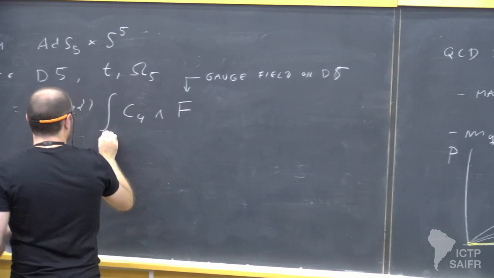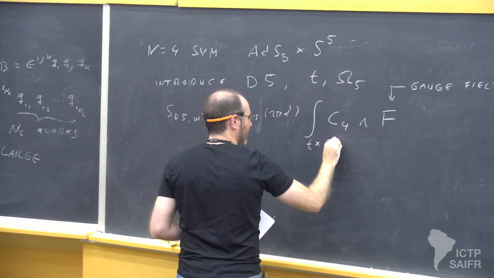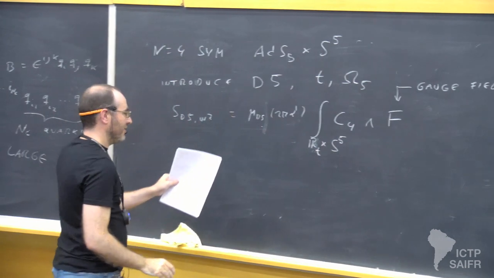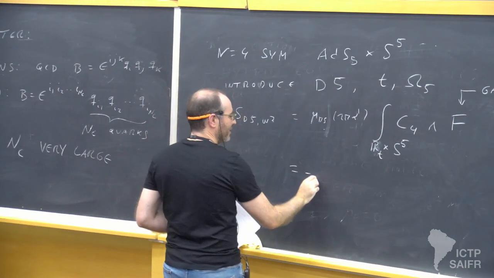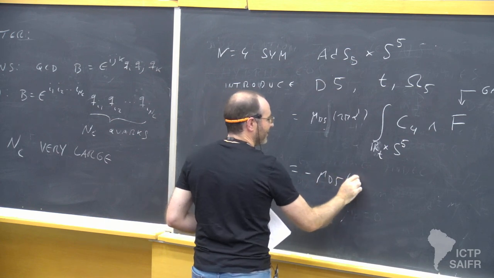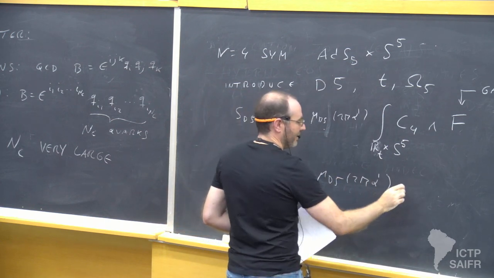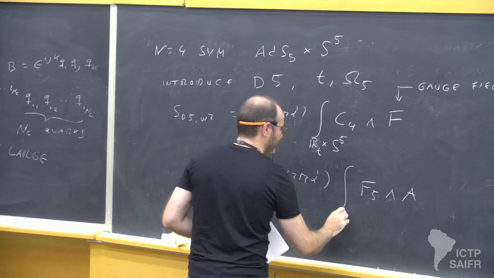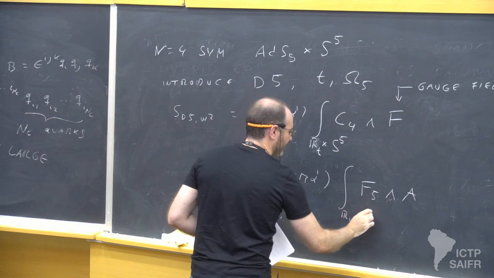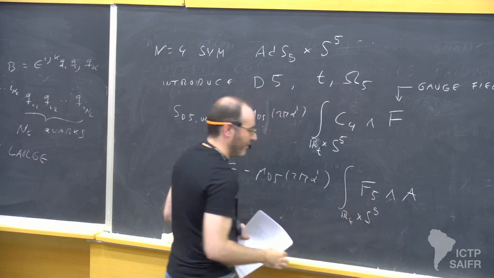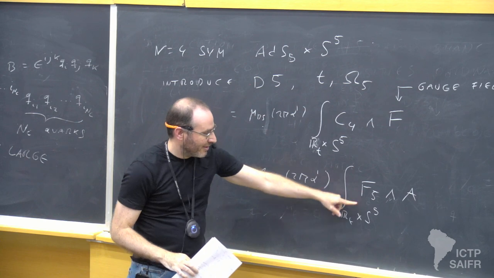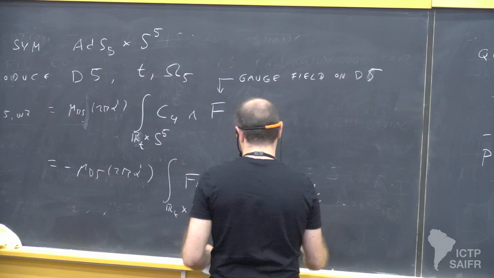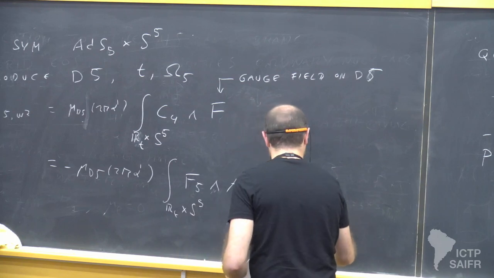And this volume is the time times ORT times S5. So let's integrate this by parts, and then we will have the integral of F5 cross wedge A. So there is a non-zero flux on the S5, so this goes like NC, which is the integral of the F5 on the S5.